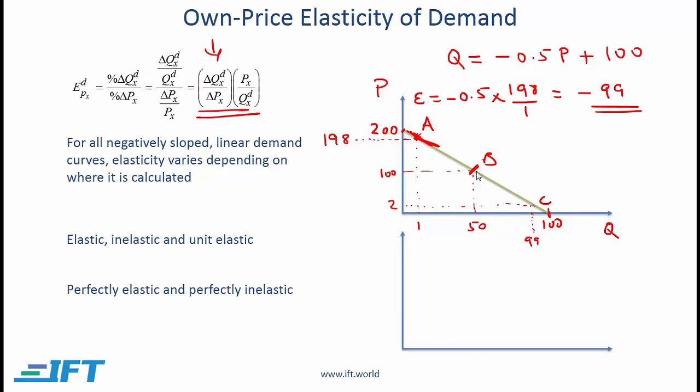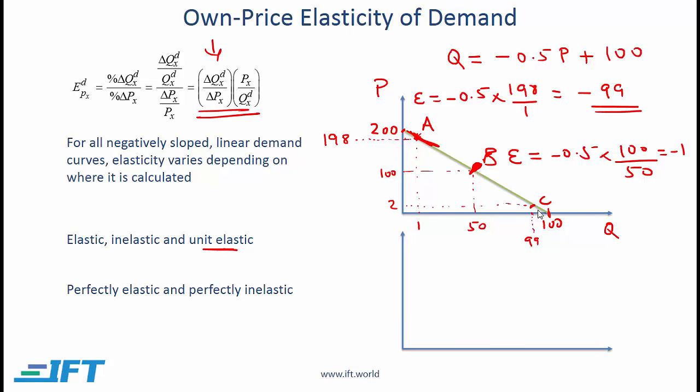What about point B? Here the elasticity is again minus 0.5, because this part doesn't change, multiplied by the price over quantity. Price is 100, quantity is 50. So notice this gives us minus 1. This point, therefore, point B, is called the unit elastic point. Unit elastic point means that a 1% change in price causes a 1% change in quantity.